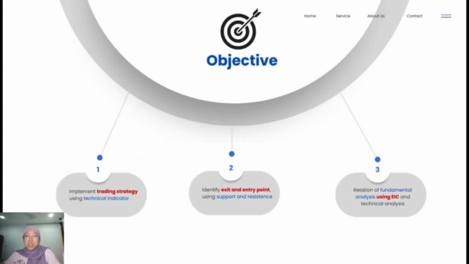So, the objectives of the case study, there are three. Firstly, we will look at how to implement a trading strategy using technical indicators. Second, we want to identify exit and entry points using support and resistance. And third, we will see the relation between fundamental analysis using EIC and technical analysis.